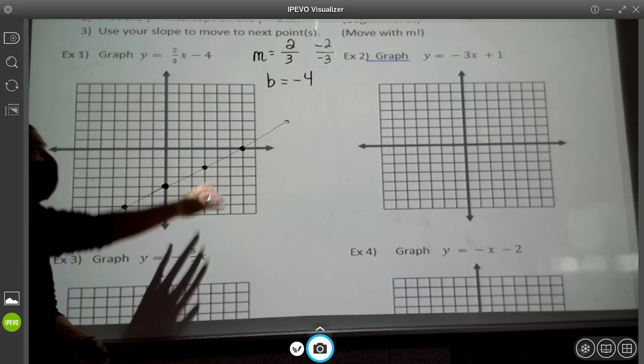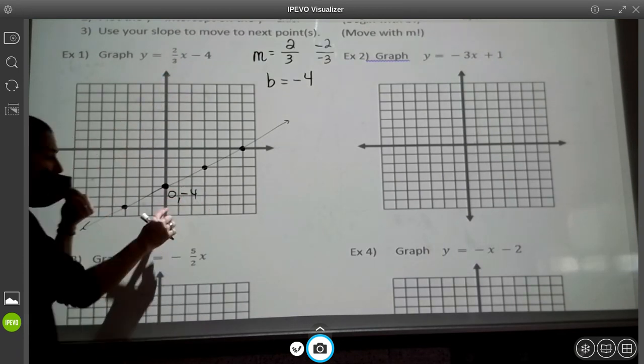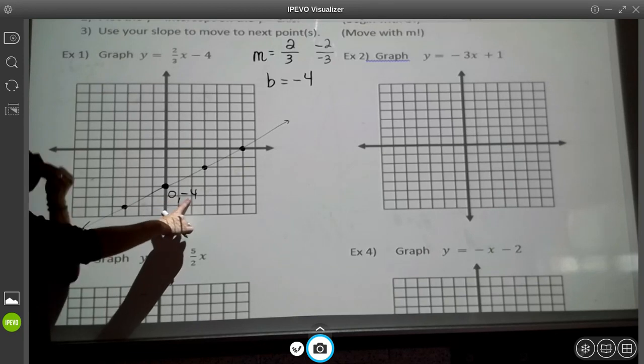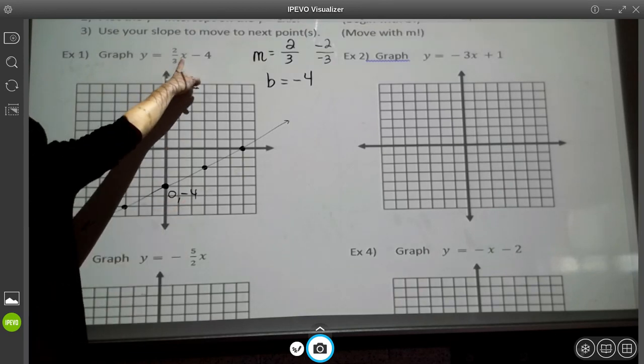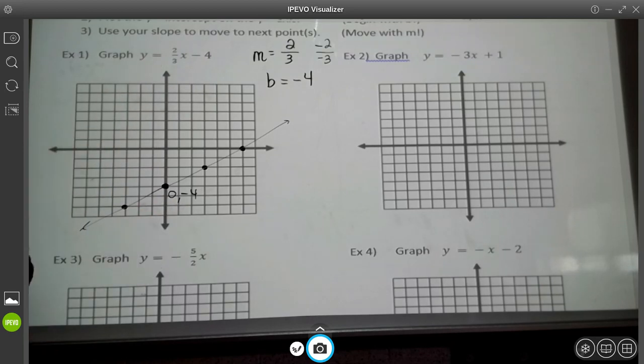Guys, this is the point (0, -4), which means when x is 0, y will be -4. 2/3 times 0 is 0. 0 minus 4 is -4. That's a solution to that equation. That's what a graph is showing you. So a graph is really important. All right, here we go.